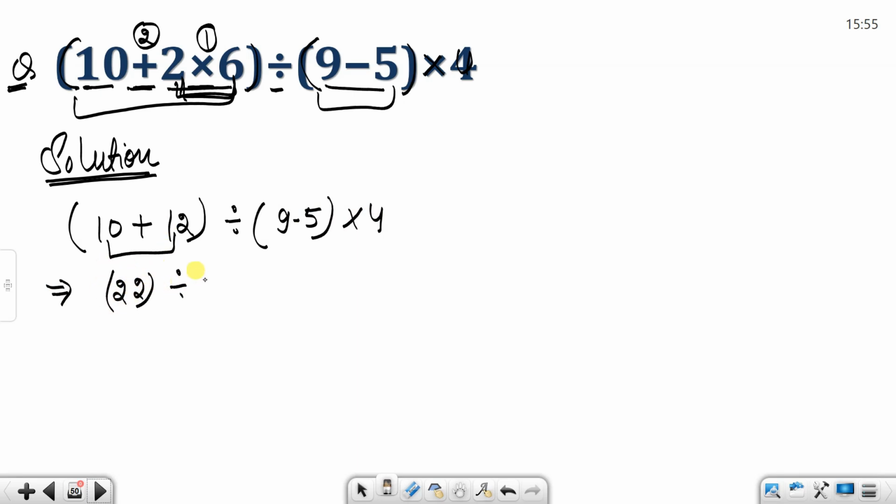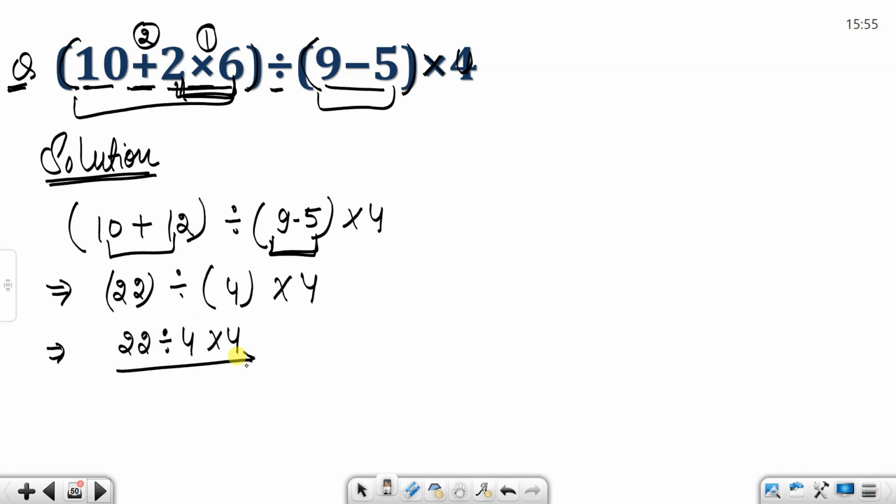If we solve the bracket, 9 minus 5 becomes 4. Times 4, then let's proceed further. 22 divided by 4, multiplied by 4.